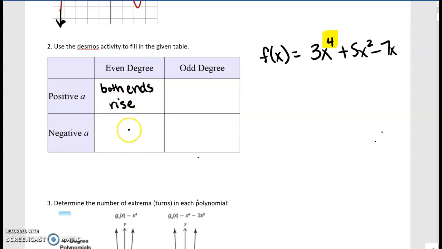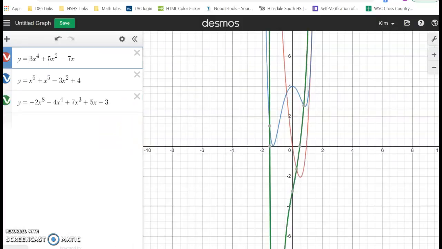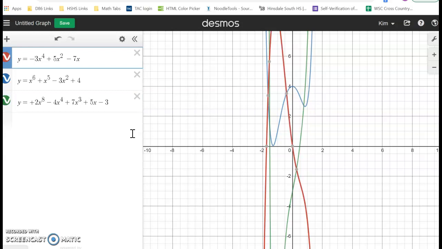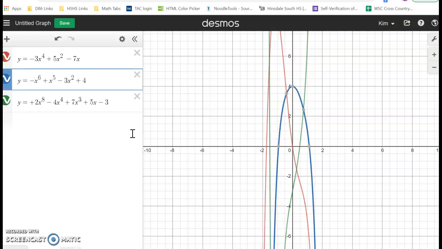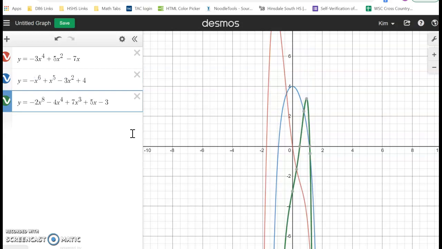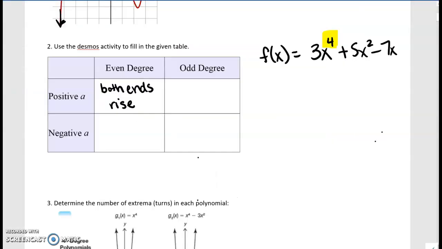What do you think is going to happen if it has a negative lead coefficient? So what if I take all of these graphs and I make that lead coefficient, that a value, negative? So I'm changing all of those from positive to negative. Now look at these graphs. All of these graphs now open down. So if the coefficient is negative, then both ends are going to fall.